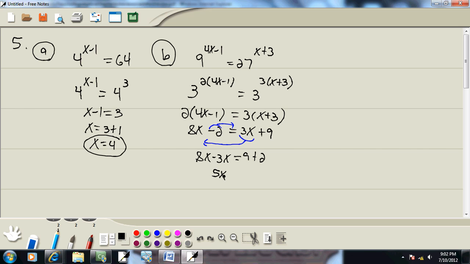Combine together like terms. 8x minus 3x is 5x. 9 plus 2 is 11. Divide both sides by 5. And we get x is equal to 11/5, which is our answer.